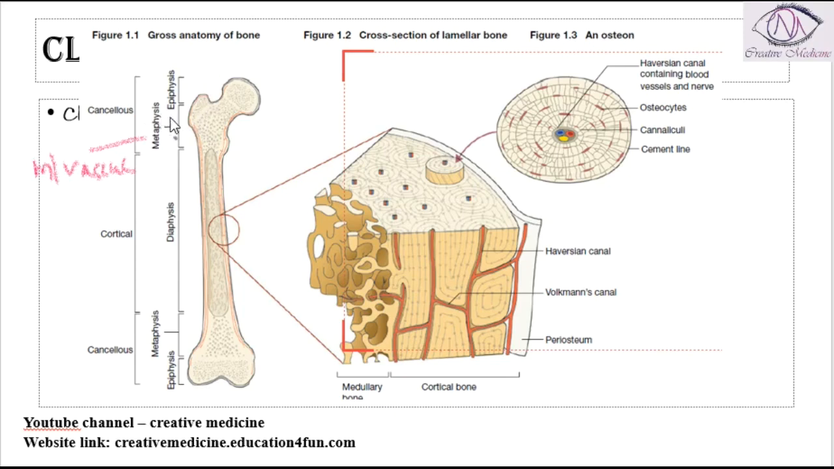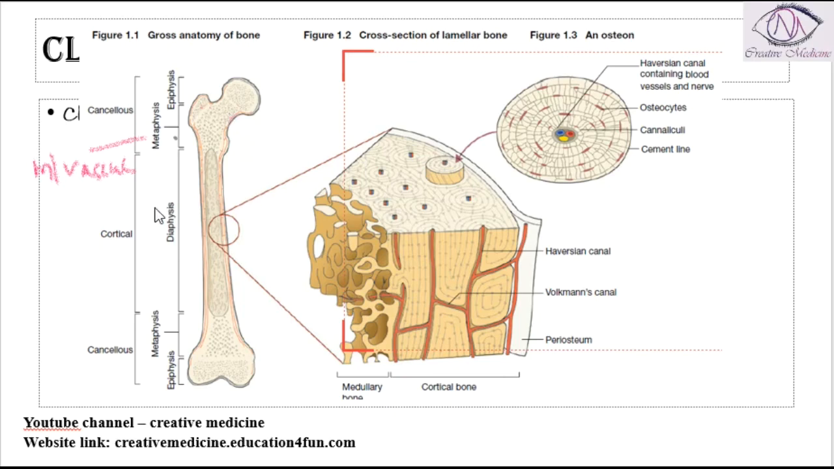Then we have the physis also. Between the epiphysis and metaphysis, we have a small growth plate which is called the physis. And this physis is a radiolucent area which is made up of cartilage.